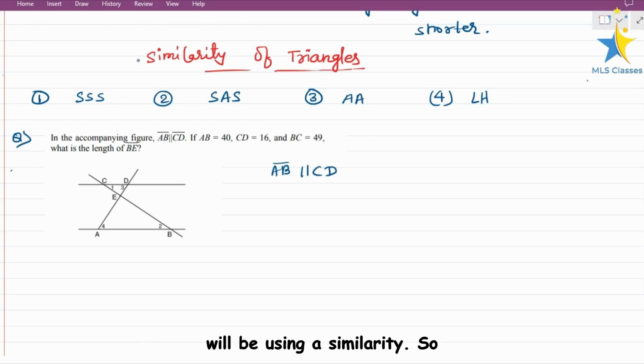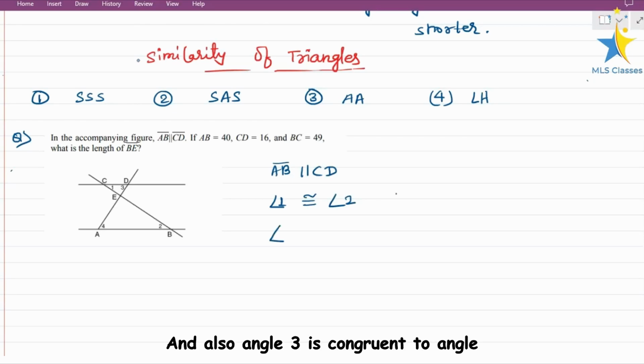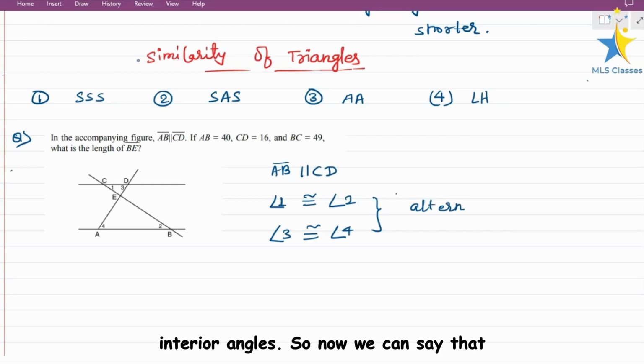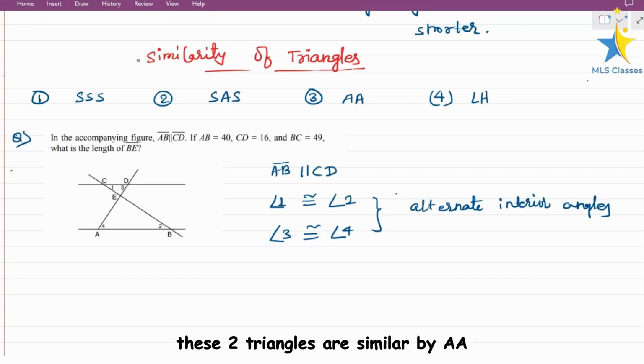So here we will be using similarity. How can we use it? Since AB is parallel to CD, we can say that angle 1 is congruent to angle 2, and also angle 3 is congruent to angle 4. Both of these are congruent because these are alternate interior angles. So now we can say that these two triangles are similar by AA criteria, because two angles of one triangle are congruent to two angles of another triangle.